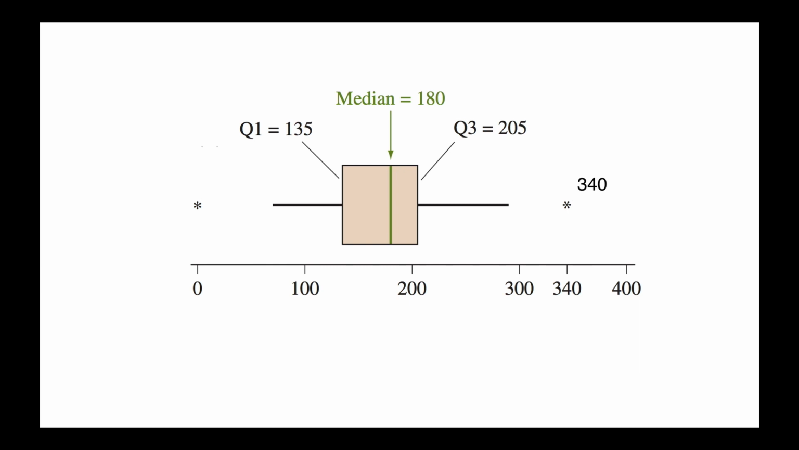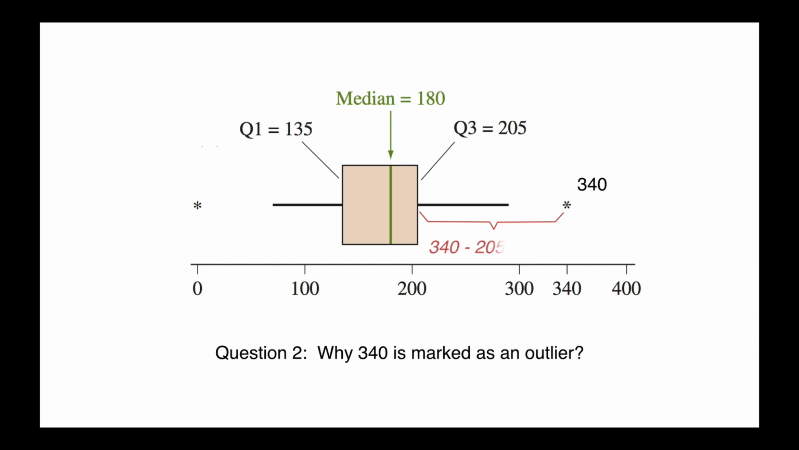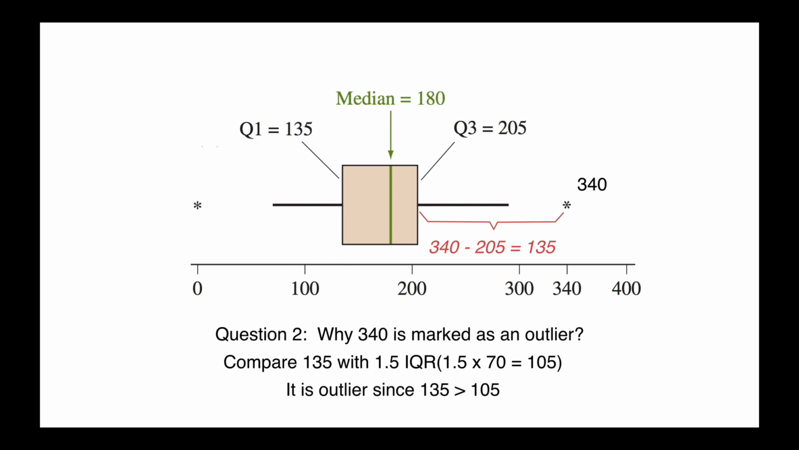Now let's see, we have a newcomer, which is 340. Is this guy an outlier? In order to determine if this value is an outlier, we do two things. First of all, we calculate the distance from the right fence, which is Q3, to the suspect, and that distance is 135. Then we compare this 135 with 1.5 IQR. So that 1.5 IQR is 105. Because this distance is greater than 105, our suspect is so far away from the bulk of the data, it's more than 1.5 IQR. So that's why it makes it an outlier.